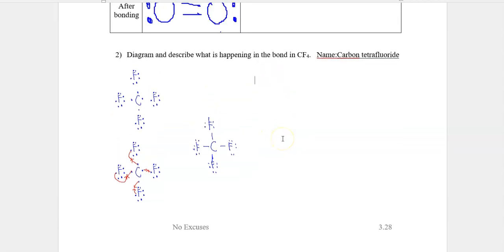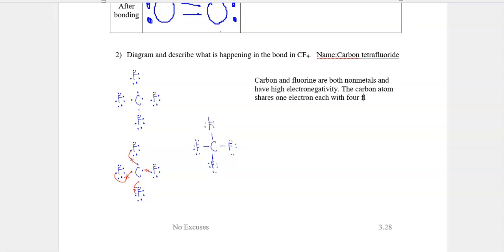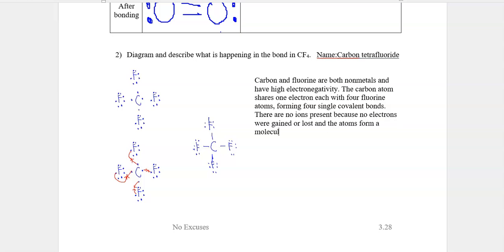Alright, so let's explain it. So carbon and fluorine are both nonmetals and have high electronegativity. The carbon atom shares 1 electron each with 4 fluorine atoms, forming 4 single covalent bonds. There are no ions present because no electrons were gained or lost, and the atoms form a molecule. There we go.